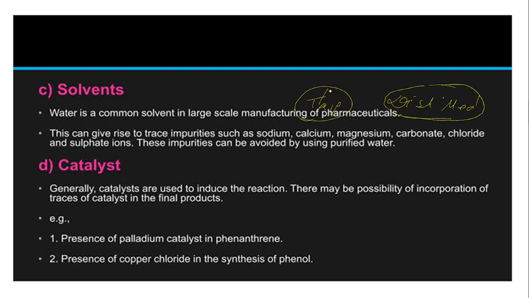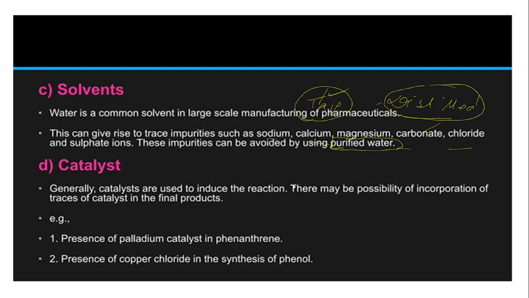So if we use tap water, then in tap water we have so many impurities like sodium, calcium, magnesium, carbonate, chloride, sulfate ion. These impurities can be avoided by using purified water. Whenever you perform an experiment in your laboratory, most of the time we prefer distilled water, because distilled water is completely purified and it doesn't have impurities such as sodium, calcium, magnesium, carbonate, chloride, sulfate ion, etc. And when we use distilled water, the chances of error in the result are avoided. That's why we always prefer distilled water in the lab instead of tap water.